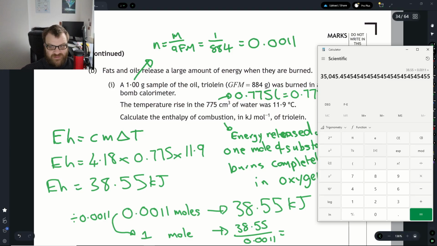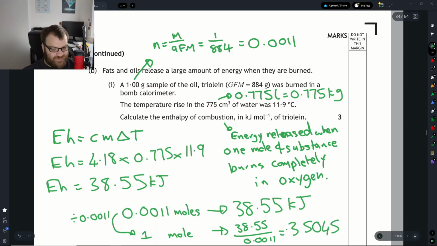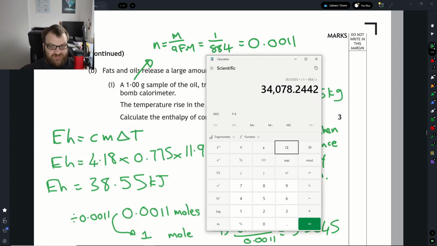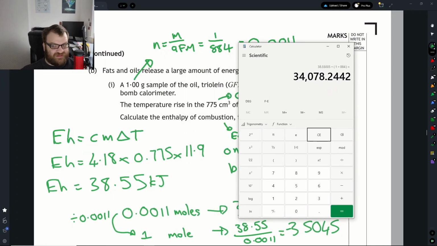Give us 35,045. It's going to be a negative answer because it's exothermic, it's giving out heat. It'll be minus 35,045. You'll be allowed a little bit of varying depending on how you have rounded throughout the question. You want to try and round as little as possible. If you use your completely unrounded answers, what you'd end up with is an answer of 34,078. Your marker will check that you've rounded correctly in order to get to a correct answer. So you want to limit the rounding as far as possible. And at this point, this is what we'd get out if we just used all the numbers unrounded.